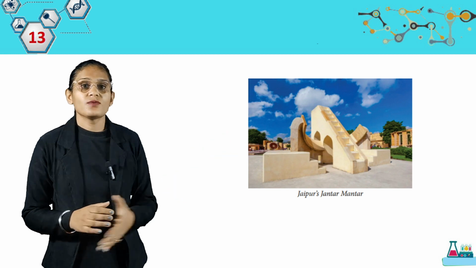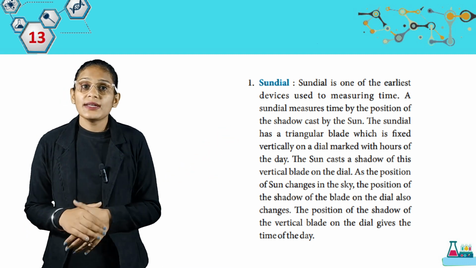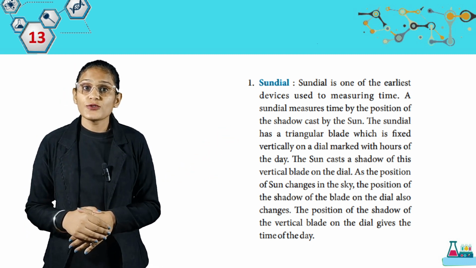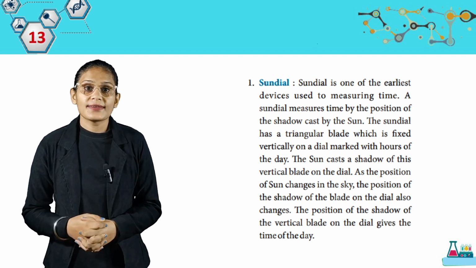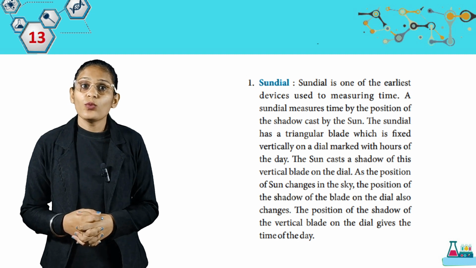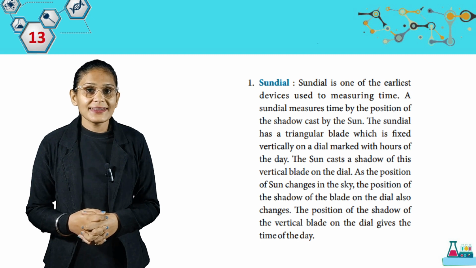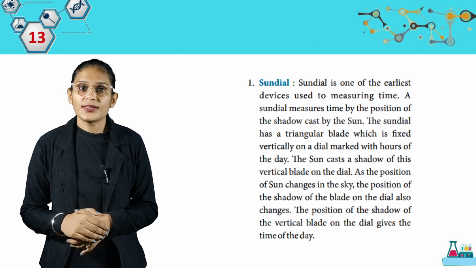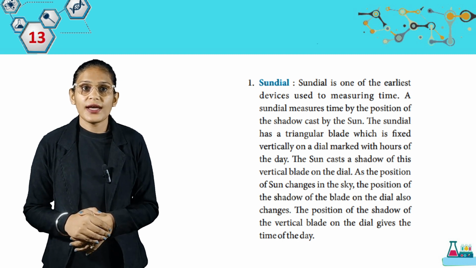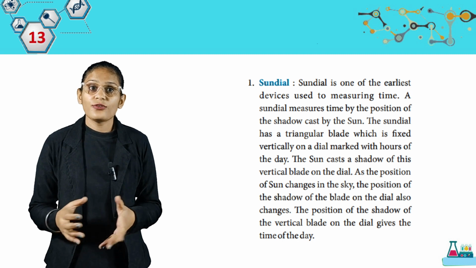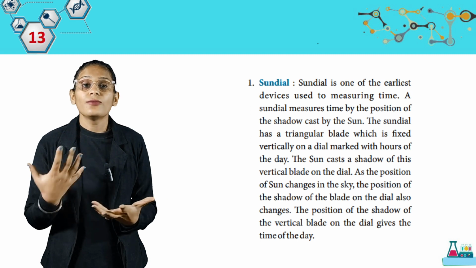Look at this picture students, we have Jaipur's Jantar Mantar. The first we have sundial. Sundial is one of the earliest devices used to measure time. A sundial measures time by the position of the shadow cast by the sun. The sundial has a triangular blade which is fixed vertically on a dial marked with hours of the day. The sun casts a shadow of this vertical blade on the dial. As the position of sun changes in the sky, the position of the shadow of the blade on the dial also changes. The position of the shadow of the vertical blade on the dial gives the time of the day. So students, that's how sundial works.